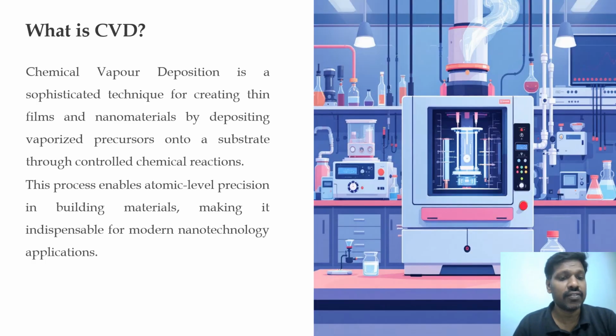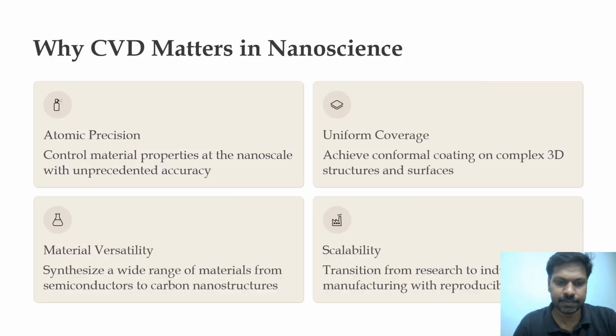Let us first understand what CVD means. Chemical vapor deposition is a process where materials are formed as thin layers on a surface using chemical reaction. In this process, chemicals are first converted into vapor or gas form. These vapors react on a heated surface and a solid material is formed. Because this happens atom by atom, CVD is very useful in nanoscience where we work with extremely small dimensions.